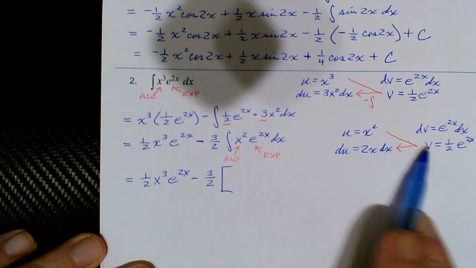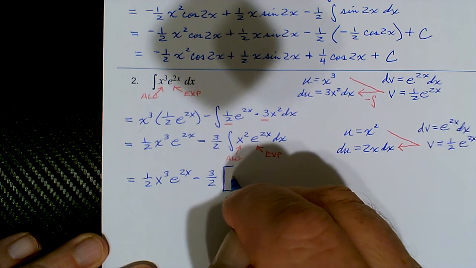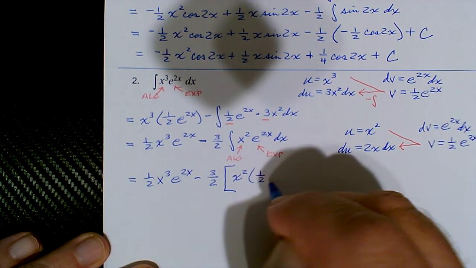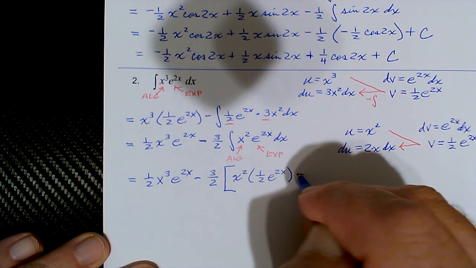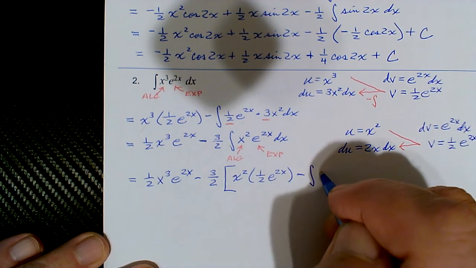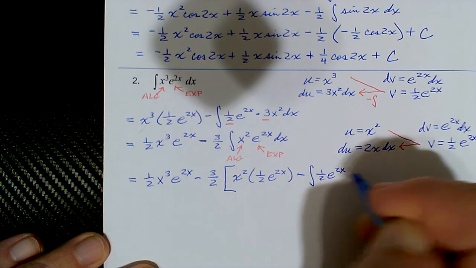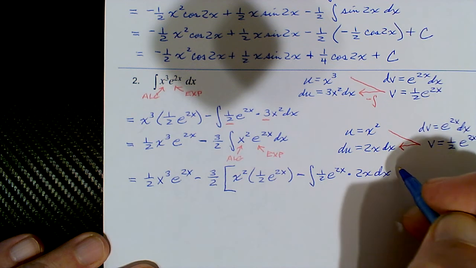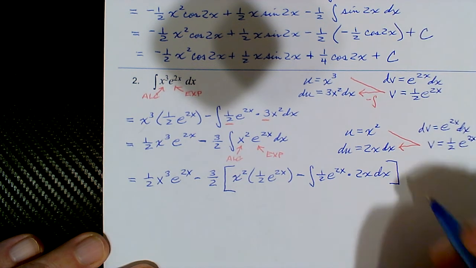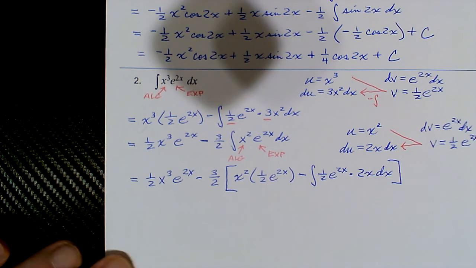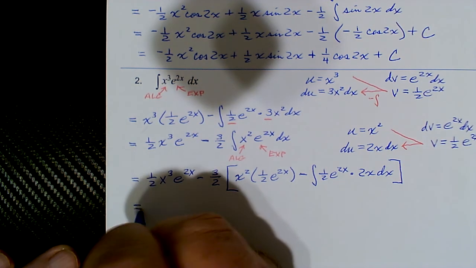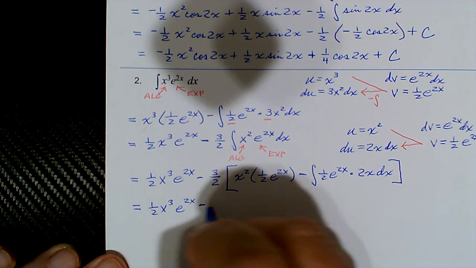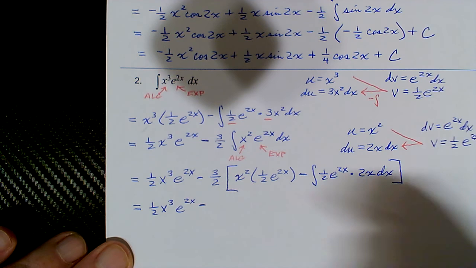So then applying the integration by parts formula to this new integral, we get u, which is x squared, v, 1/2 e to the 2x, and then minus the integral of v, 1/2 e to the 2x times our du, which is 2x dx. And so at that point, let's clean things up. We have 1/2 x cubed e to the 2x minus this 3/2 needs to be distributed.